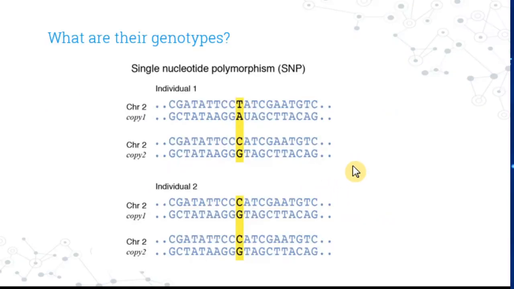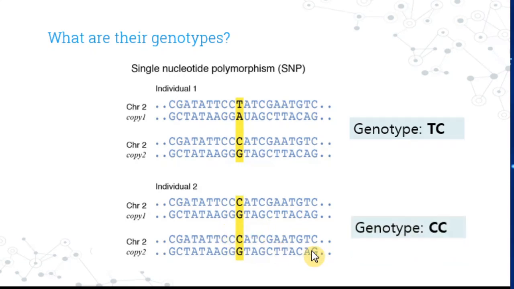Some more examples. Individual A, the first chromosome, we look at the upper one. We have in this location T, and the second chromosome we have C. So the genotype for this person is TC. Whereas individual 2, we have C here in the first chromosome, and the second chromosome is also C. So we call it a genotype of CC. Depending on which is the reference allele, for example, here T is the reference allele, that means this patient has a heterozygous genotype, whereas this individual has a homozygous variant genotype.